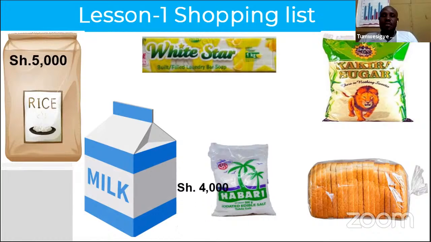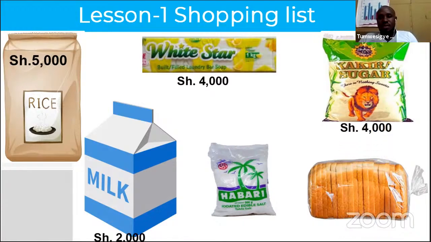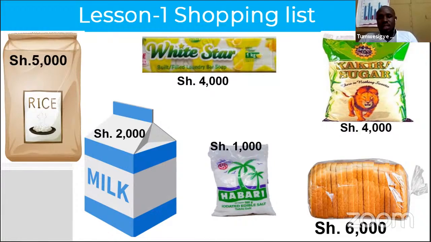Rice had 5,000. Bar soap had 4,000. Sugar had 4,000. Milk had 2,000. Salt had 1,000. Then lastly, we had bread with 6,000. That was our shopping list, okay?